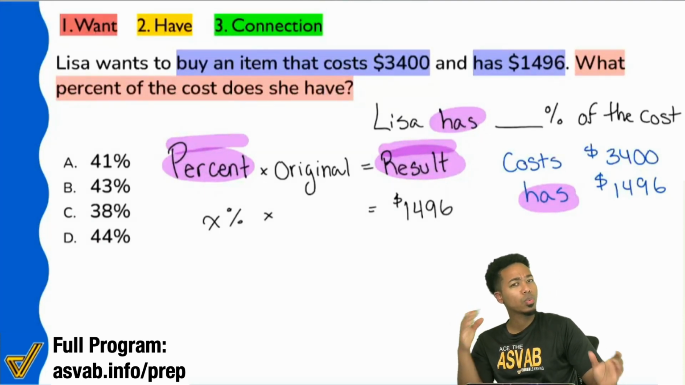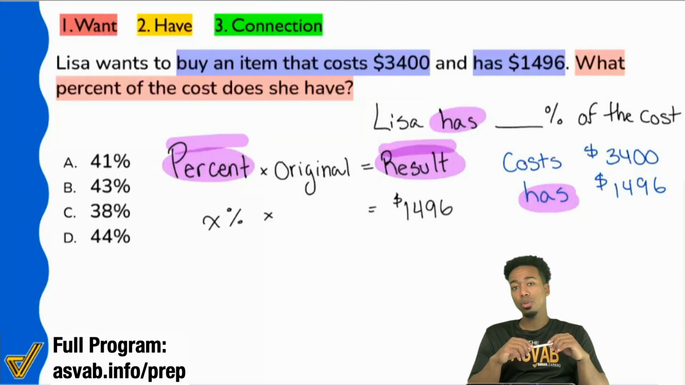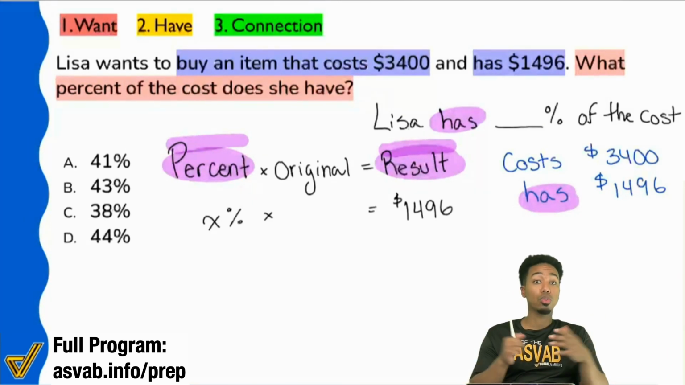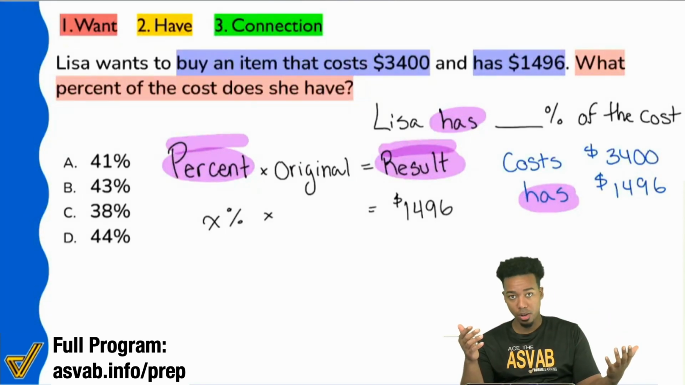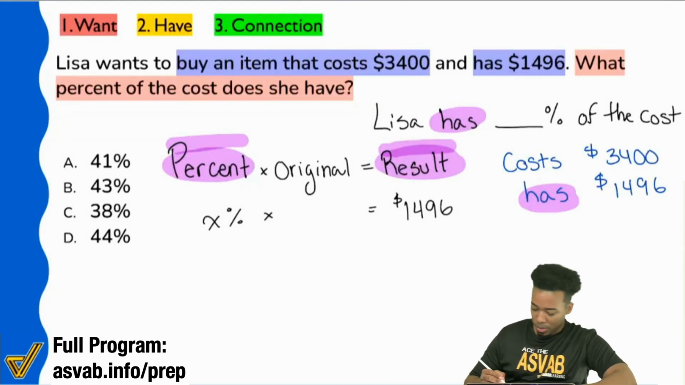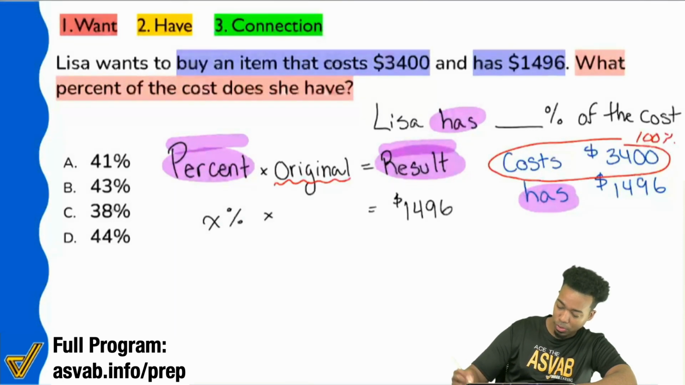What does the original mean in any percent problem? What percent does it represent? The original represents your total, which is 100%. The original, the whole thing, the entirety of what you're working with. And in this case, the cost of the item, it's $3,400. That's the total cost of it. So the original right over here is going to be the total cost. That represents 100%. So in this case, I would plug that in right there.